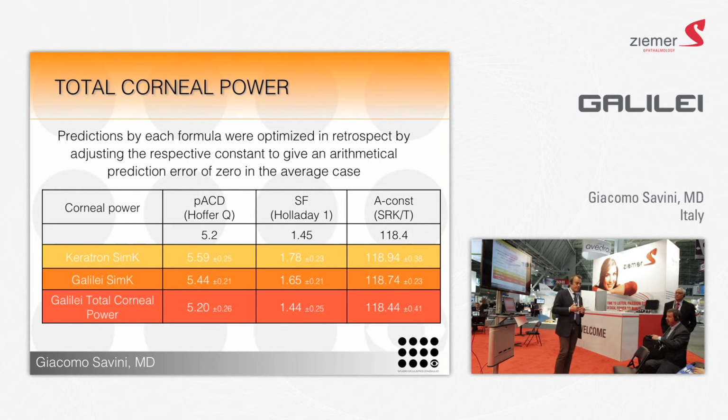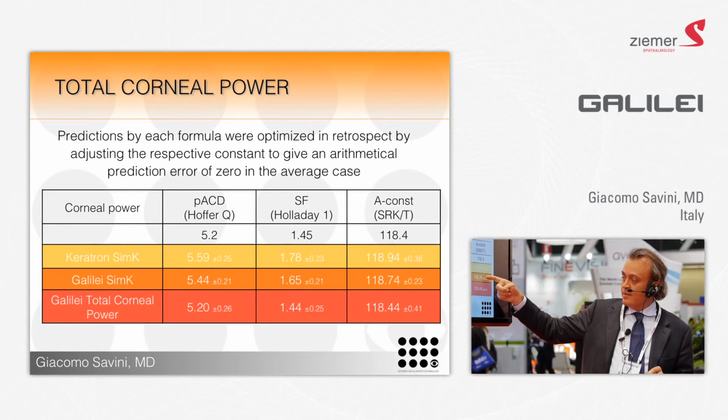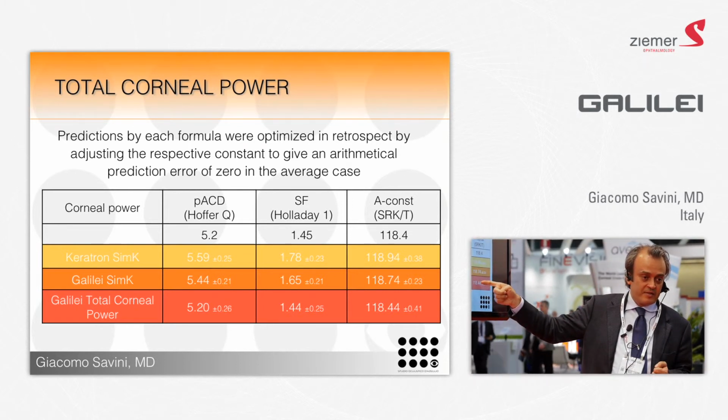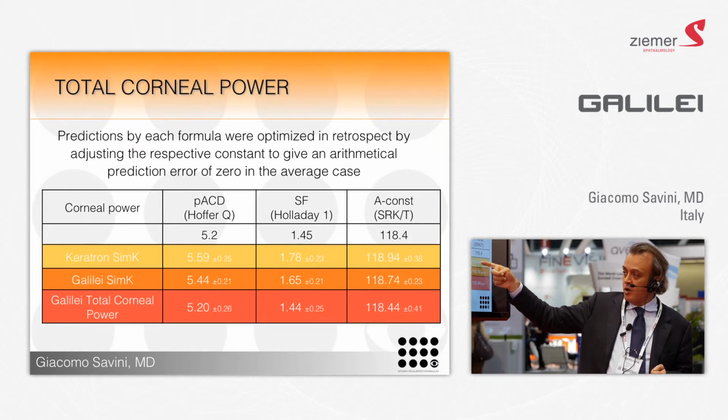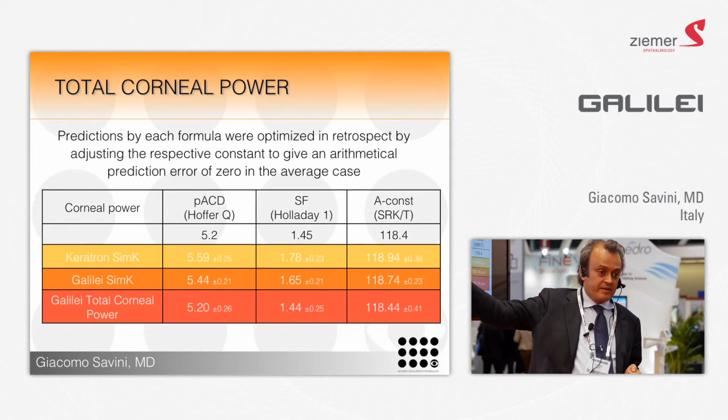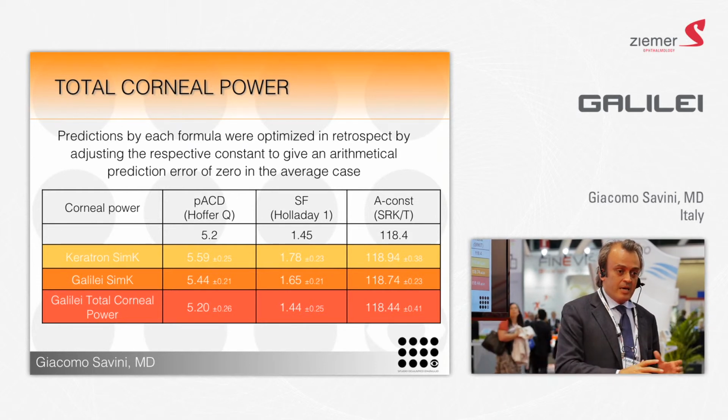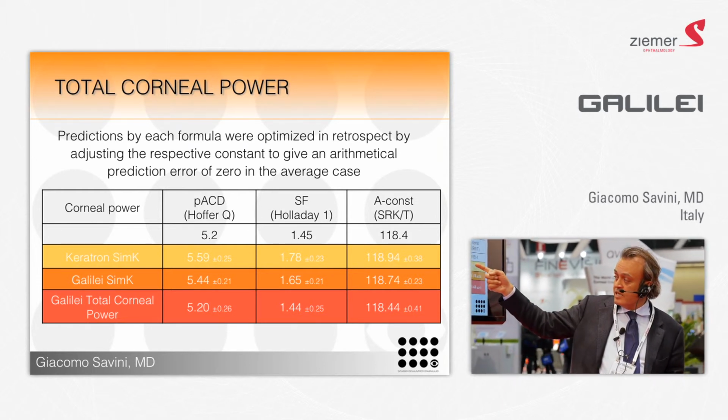First issue, before going to the results, you have to optimize the constants when you choose to use the total corneal power. Since it's lower than the SimK, the optimized constants are obviously different. And you see here, for example, using the SimK and the total corneal power by the Galilei, you have a 0.3 difference for the SRK/T. Even more if you use another topographer that we used at that time for that study as a benchmark for comparison, and you see even lower.